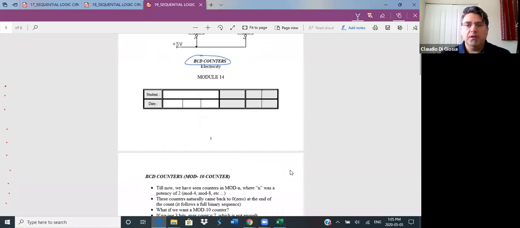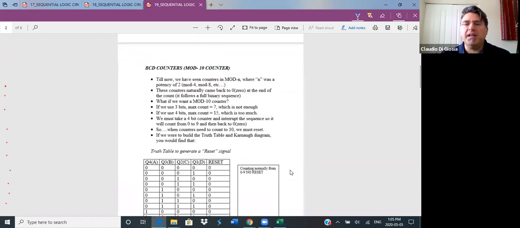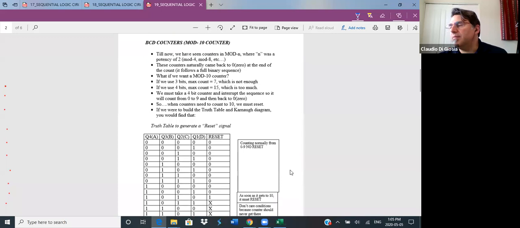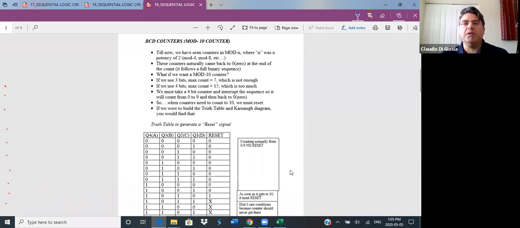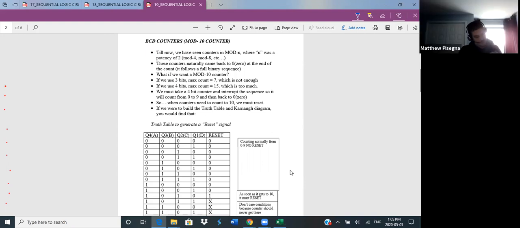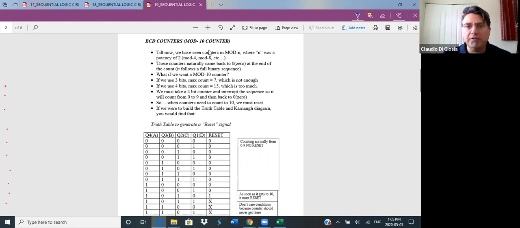Okay. So with these counters, basically, we're going to learn how to count to any number we want. This first one, we're going to learn how to count to 10. How do we count to 10? How many bits do we need to count to 10? With 3 bits, we can count from 000 to 111. But what is 111? A maximum of 7.